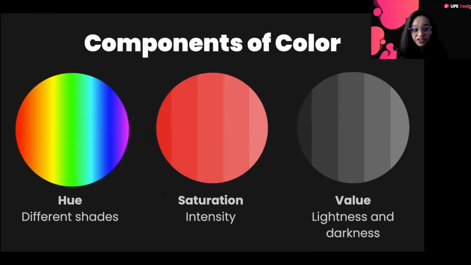So we have different components of color. We have a hue, which is the different shades of a color. We have saturation, which is the intensity of a color. And then we have value. So value is how light or dark it is.